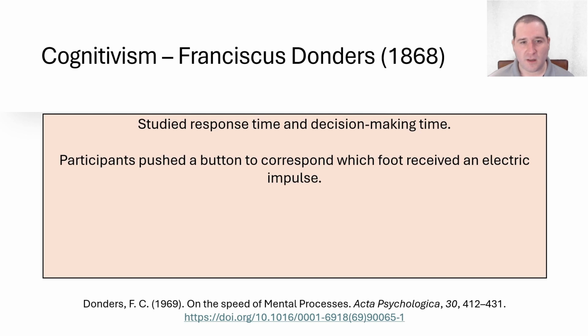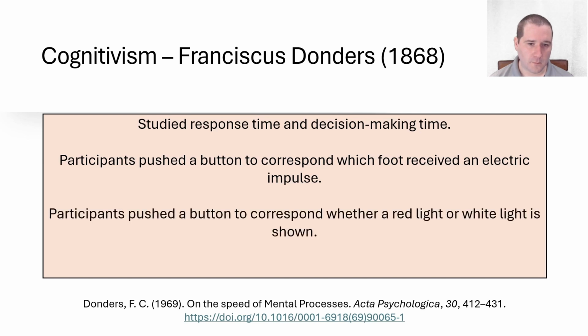Okay, so first he would tell people, hey, it's going to be your right hand. Push it when you feel a shock, and they would push it. And he would time how long it takes them to push the button without making the decision, just their response time. And then he had them do it again where they had to make the decision right or left. And by subtracting these times, he figured I can calculate how long it takes to make a decision. Okay. In another version of the experiment, participants pushed a button based on a red light or white light showing up.